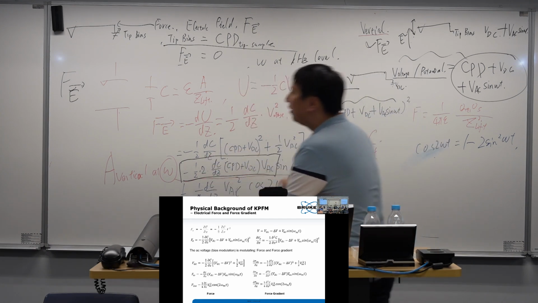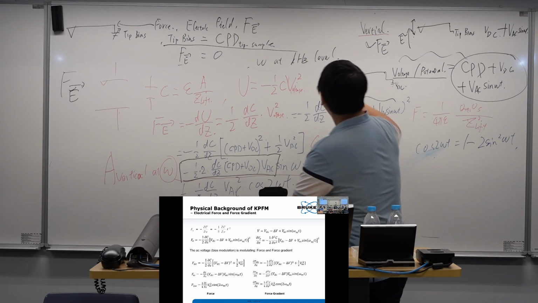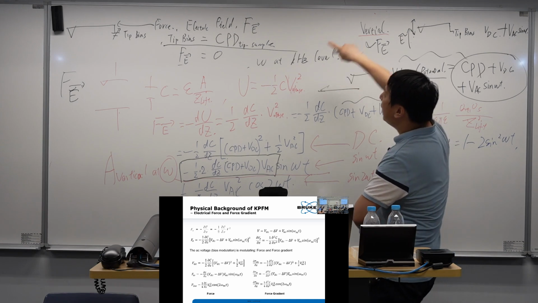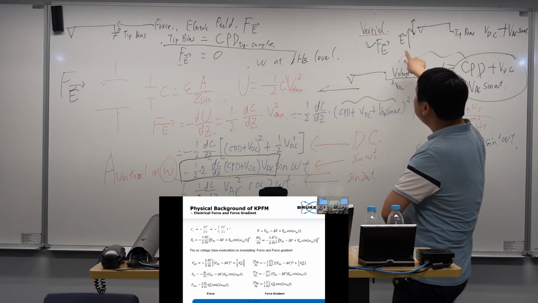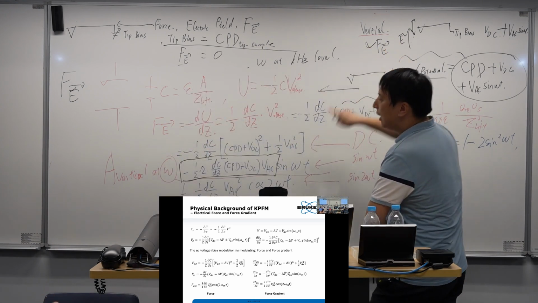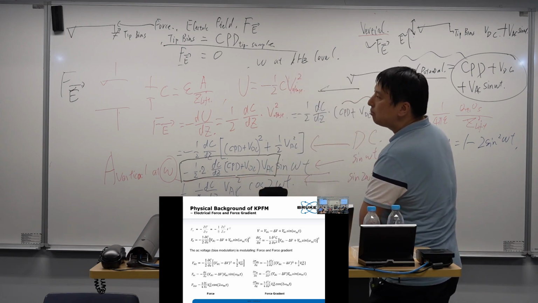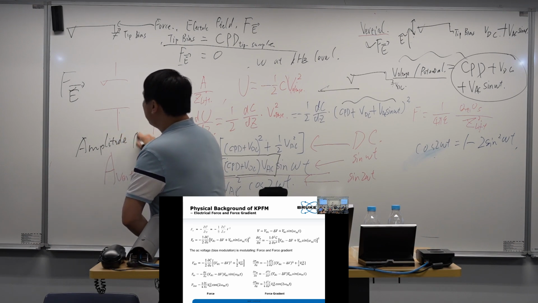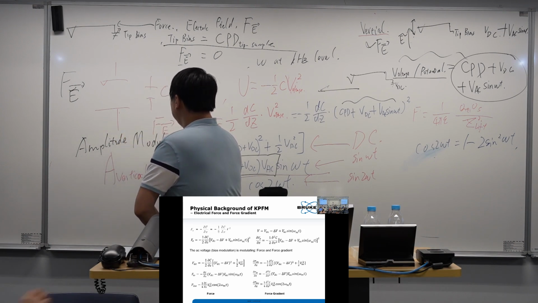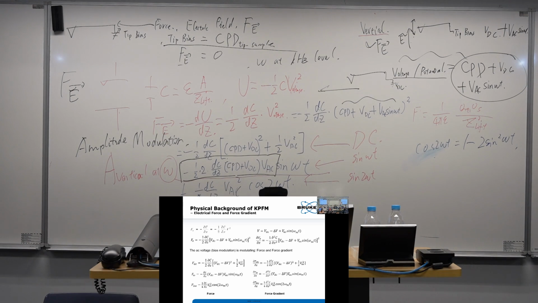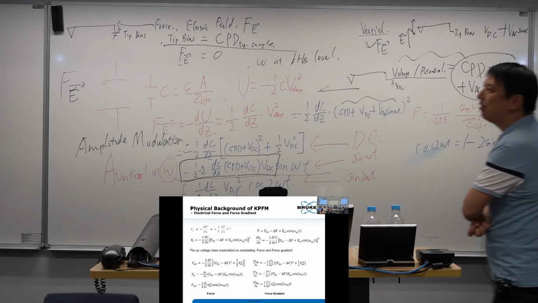So how do we achieve that? We modulate the vertical value to make it vibrate at a kilohertz level. We finally check the amplitude of the vertical value. We get the signal we want. So this method, we call it amplitude modulation. Okay, so that's the mathematical stuff of the KPFM.